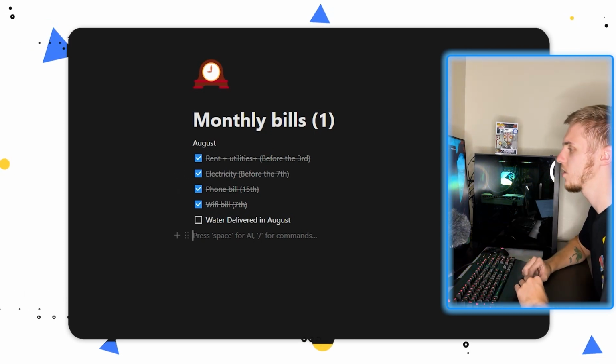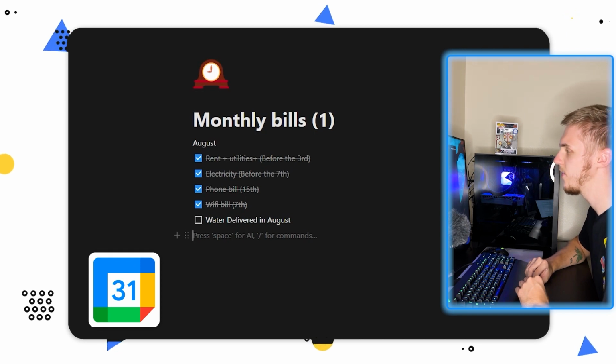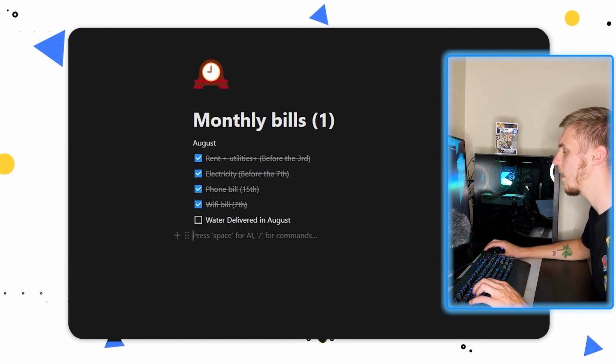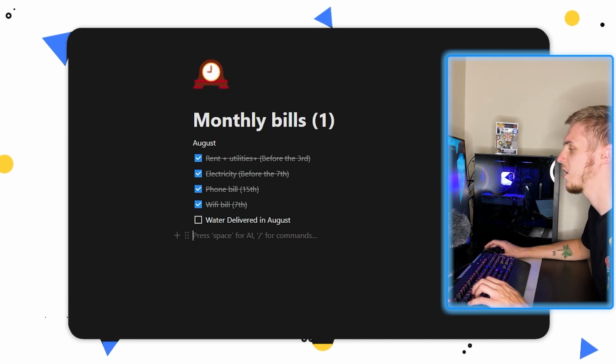And what I would do actually, I would go to Google Calendar and add an event at a certain day of every month to go and check out my monthly bills in Notion, and that way I can update it monthly and stay on top of things.